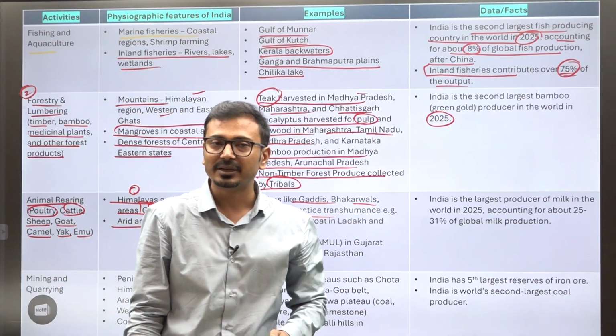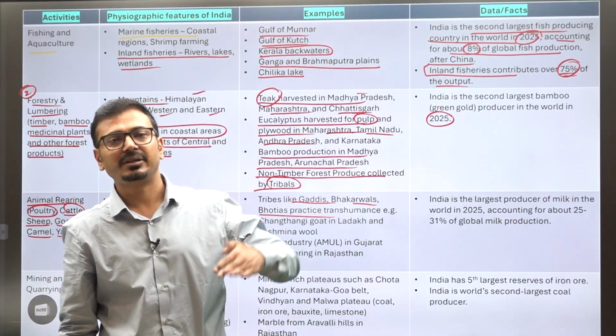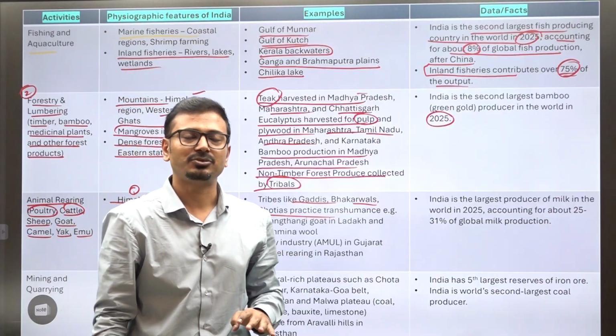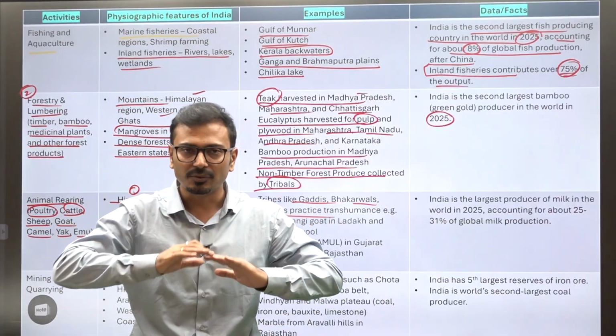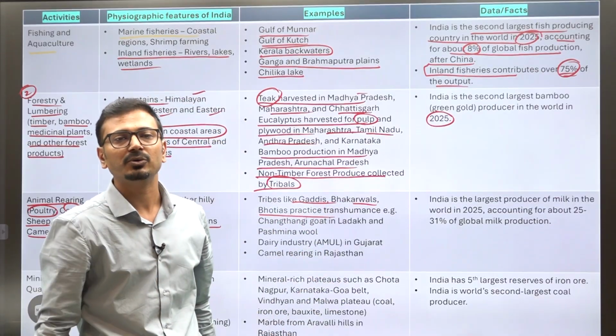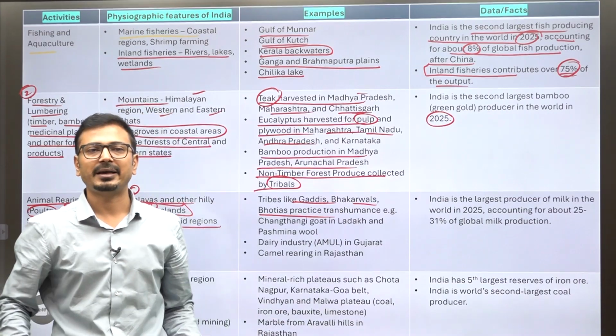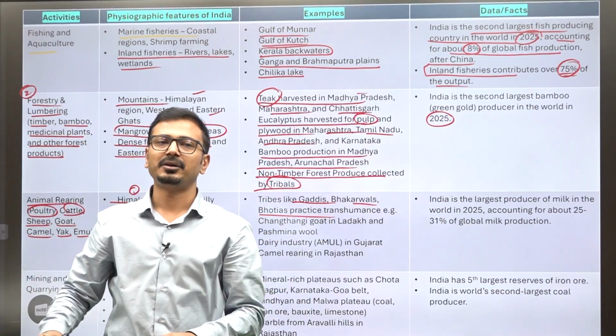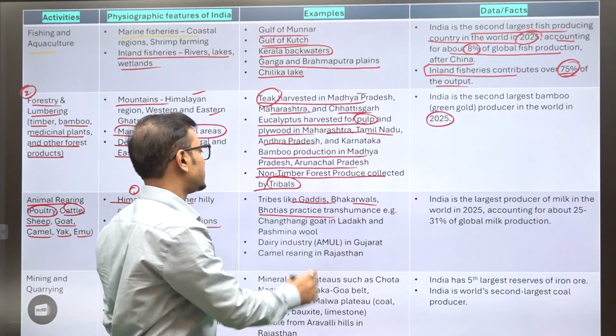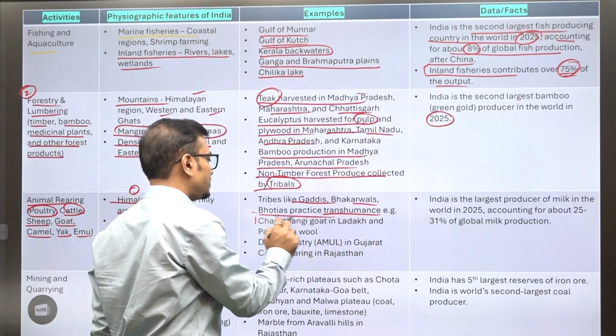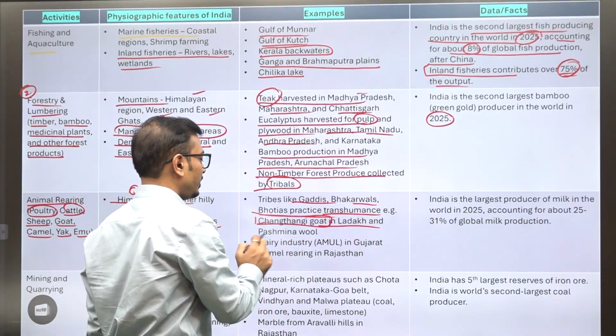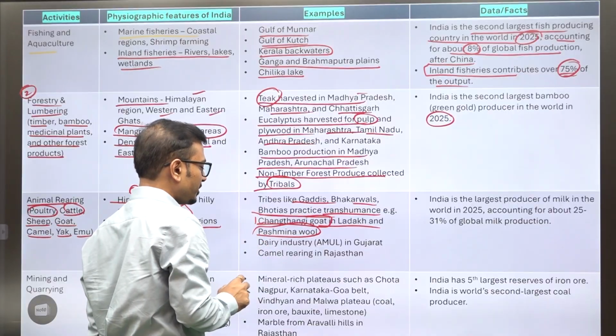During transhumance, what do they do? During summer, they go to the upper reaches of the Himalayas where the lush green alpine meadows are open now. During winter, they are covered by ice, so all these will migrate to the lower reaches. This is called transhumance. For example, Changthangi goat in Ladakh and Pashmina wool that is derived from it.